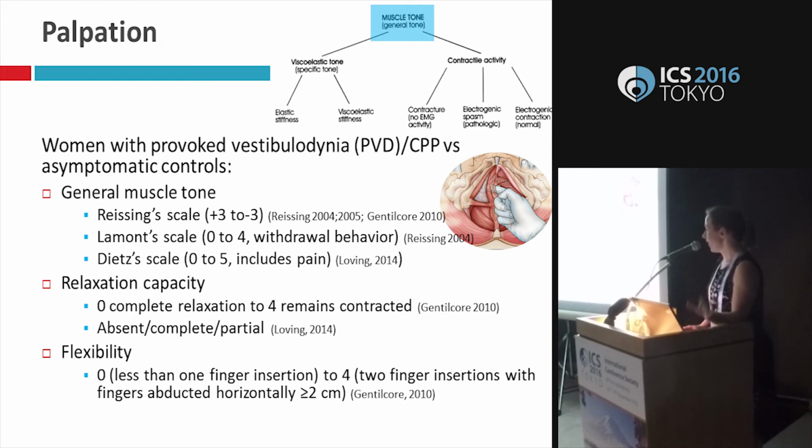And the last thing that I included here is the flexibility. It gives you an idea, if you separate the fingers laterally, how many fingers or how many centimeters you can space your fingers, just to have an idea of the flexibility of the hiatus. So this is another tool that you can use with palpation to evaluate muscle flexibility.